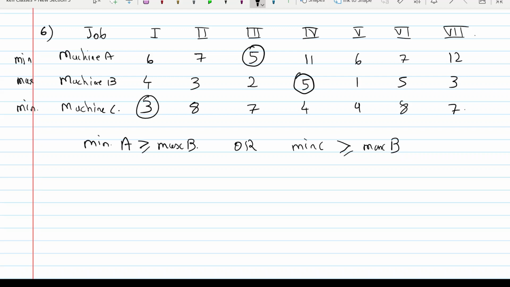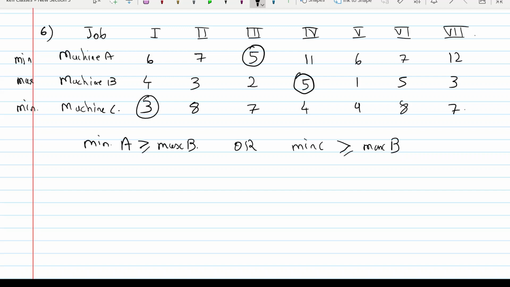So what is the thing you learn? Min, max, min. First one minimum, second one maximum, third one minimum. The minimum of the first machine should be greater than or equal to the maximum of the middle machine.